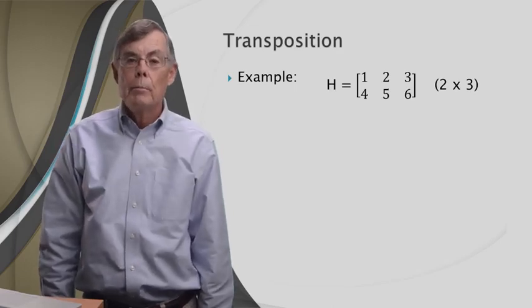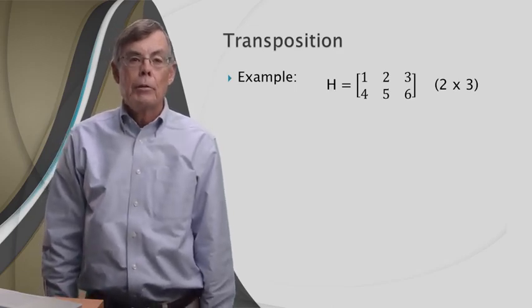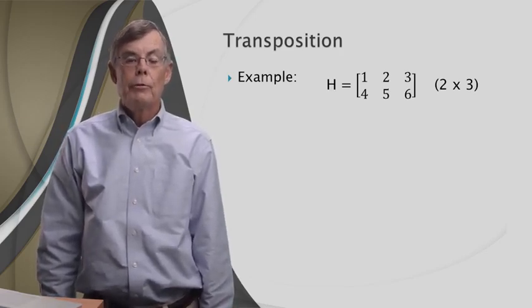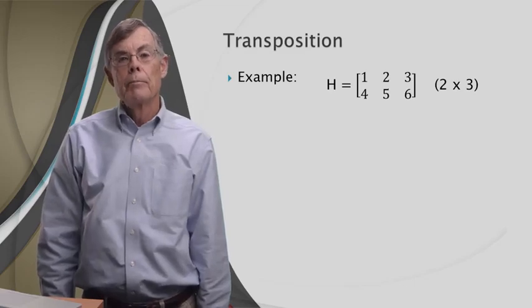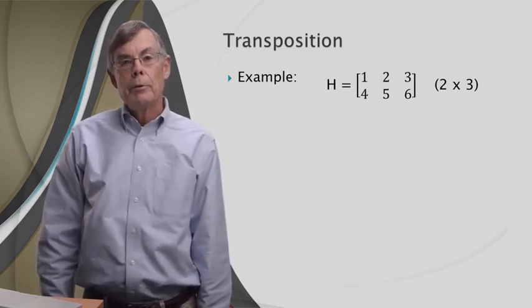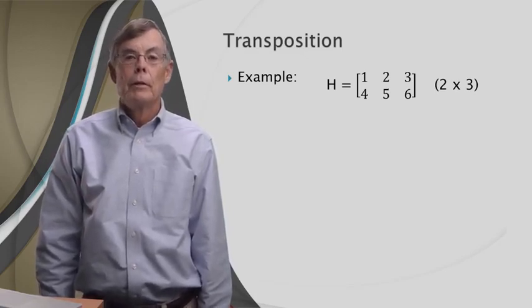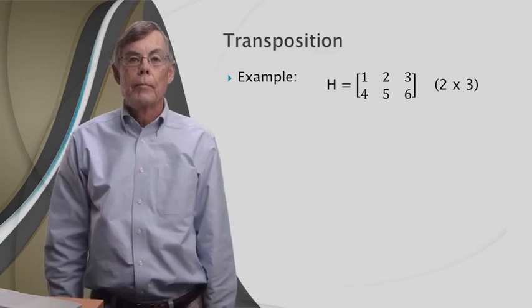Okay, we've seen how to combine matrices. Now we're going to change a matrix that we already have. We're going to transform it using the transposition operator. Here's an example of a matrix H. It's a 2x3 matrix, as you can see over there on the right.